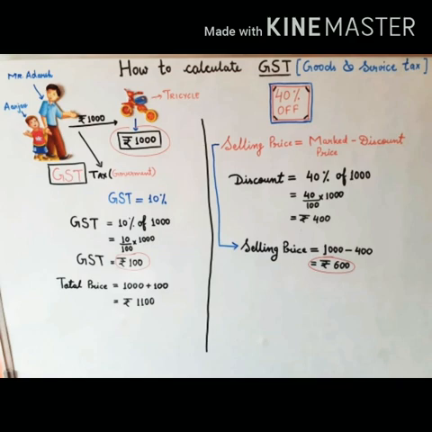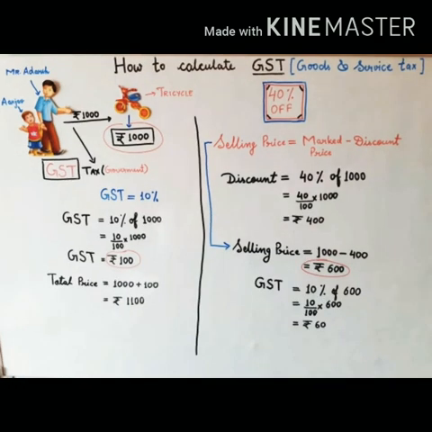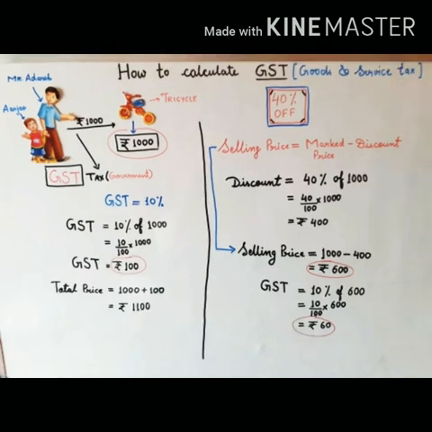Now, there is a tricky part. Mr. Adas has to pay GST too. The important question is, will he pay GST on the marked price or the discounted price? Well, GST is always paid on the selling price, not on the marked price. In this case, GST will be 10% of 600. Remember, 600 is the selling price, which will be equal to 10 by 100 into 600. Hence, GST equals rupees 60.